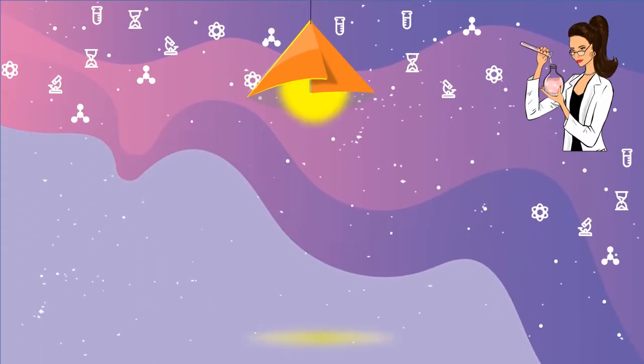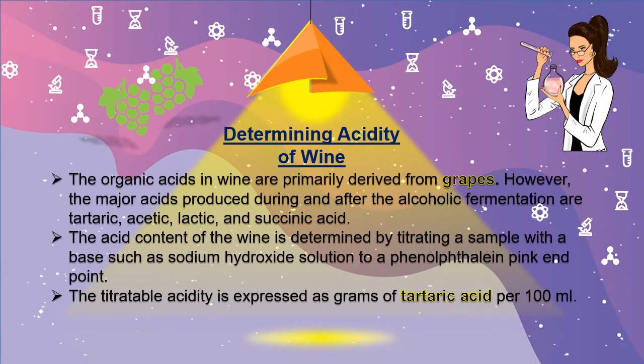So next is the determination of wine acidity. So organic acids in wine are primarily derived from the grapes. However, due to the alcoholic fermentation, some major acids, for example acetic, lactic and succinic acids, are also produced. So this acidic content of the wine is determined by titrating a sample of wine with a base, sodium hydroxide, to the phenolphthalein pink endpoint, and the acidity is then expressed as grams of tartaric acid per 100.